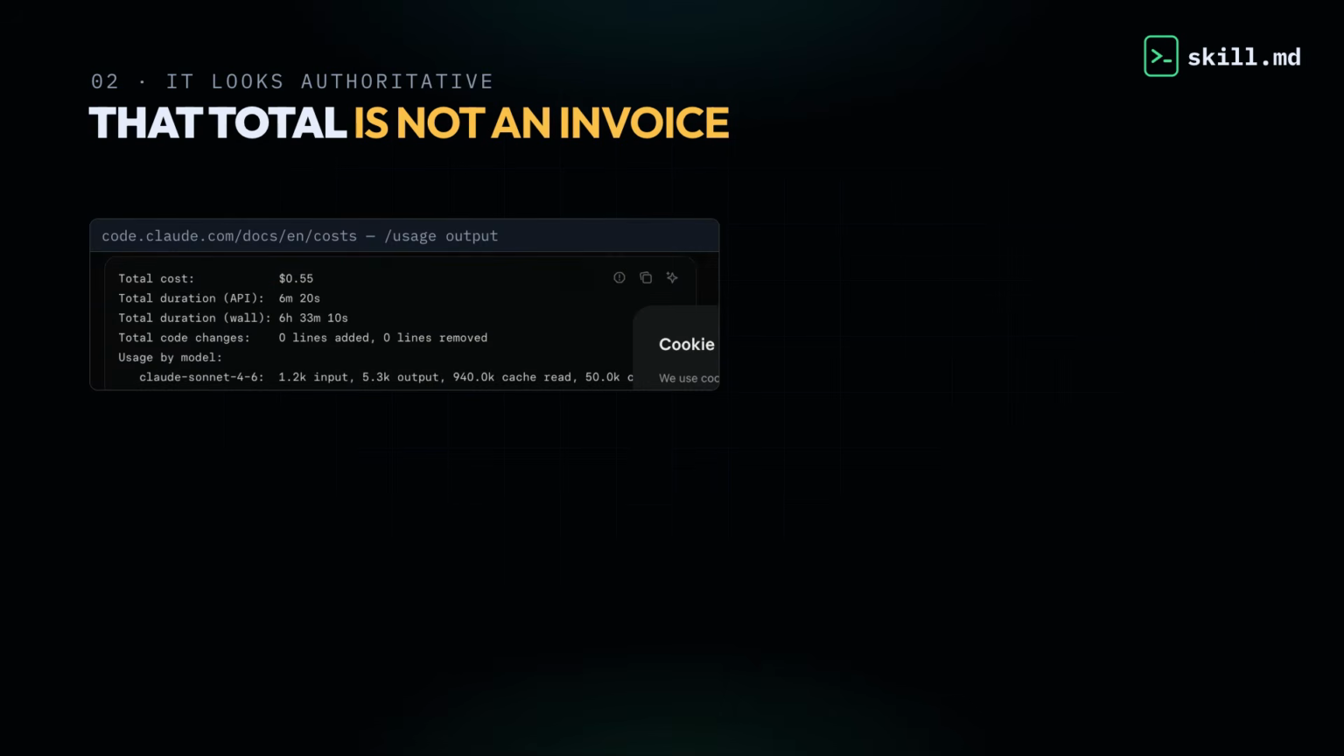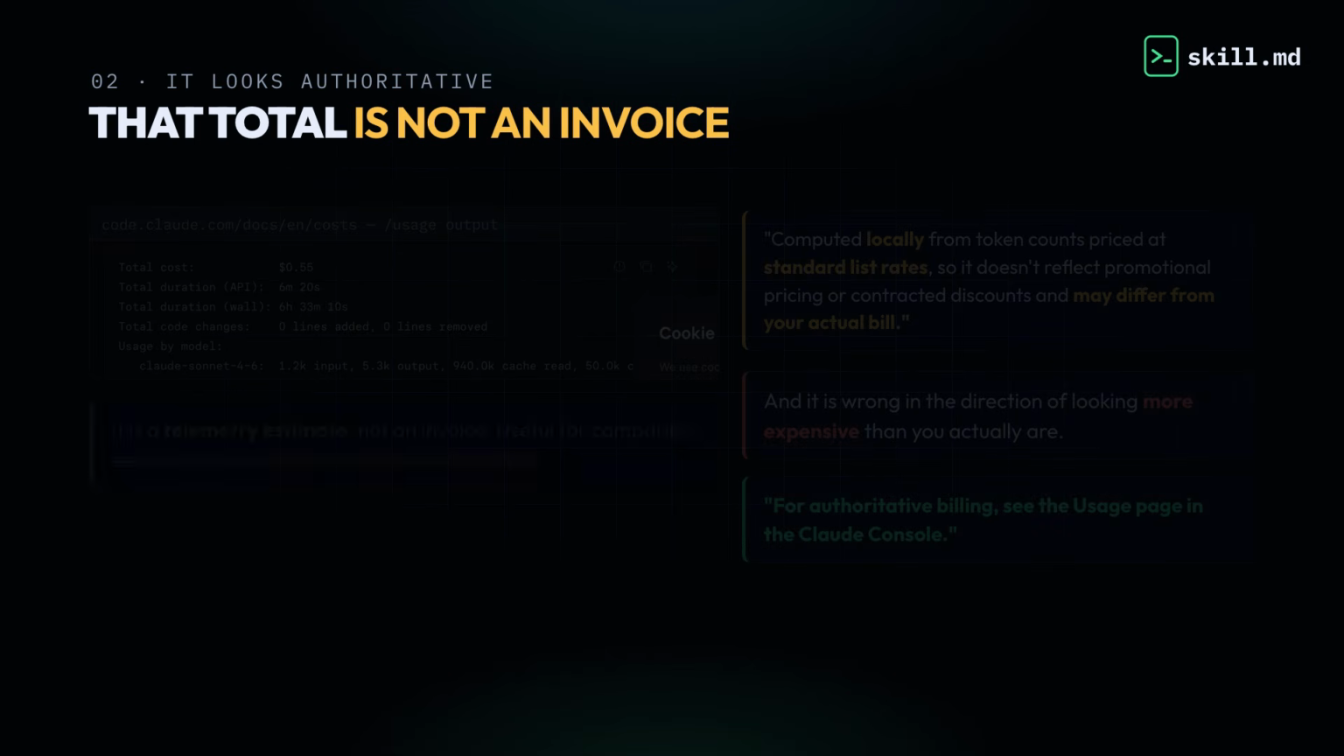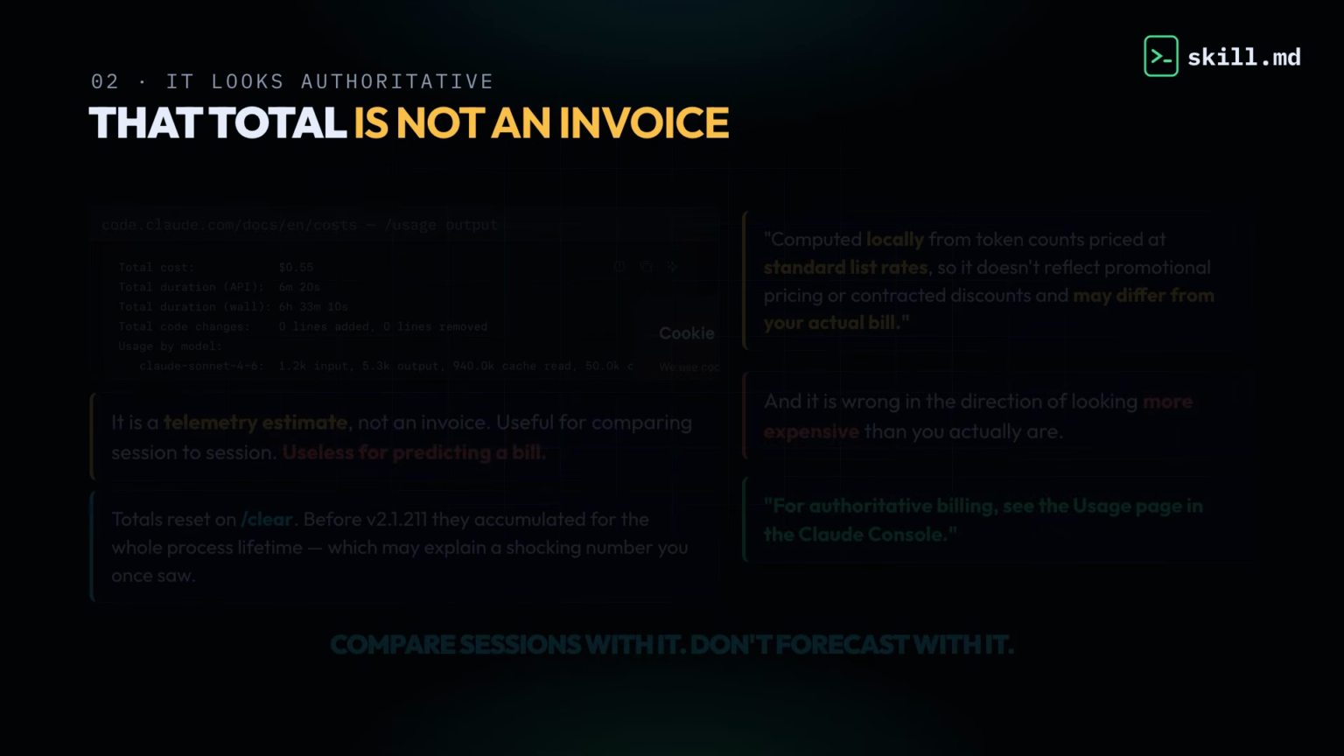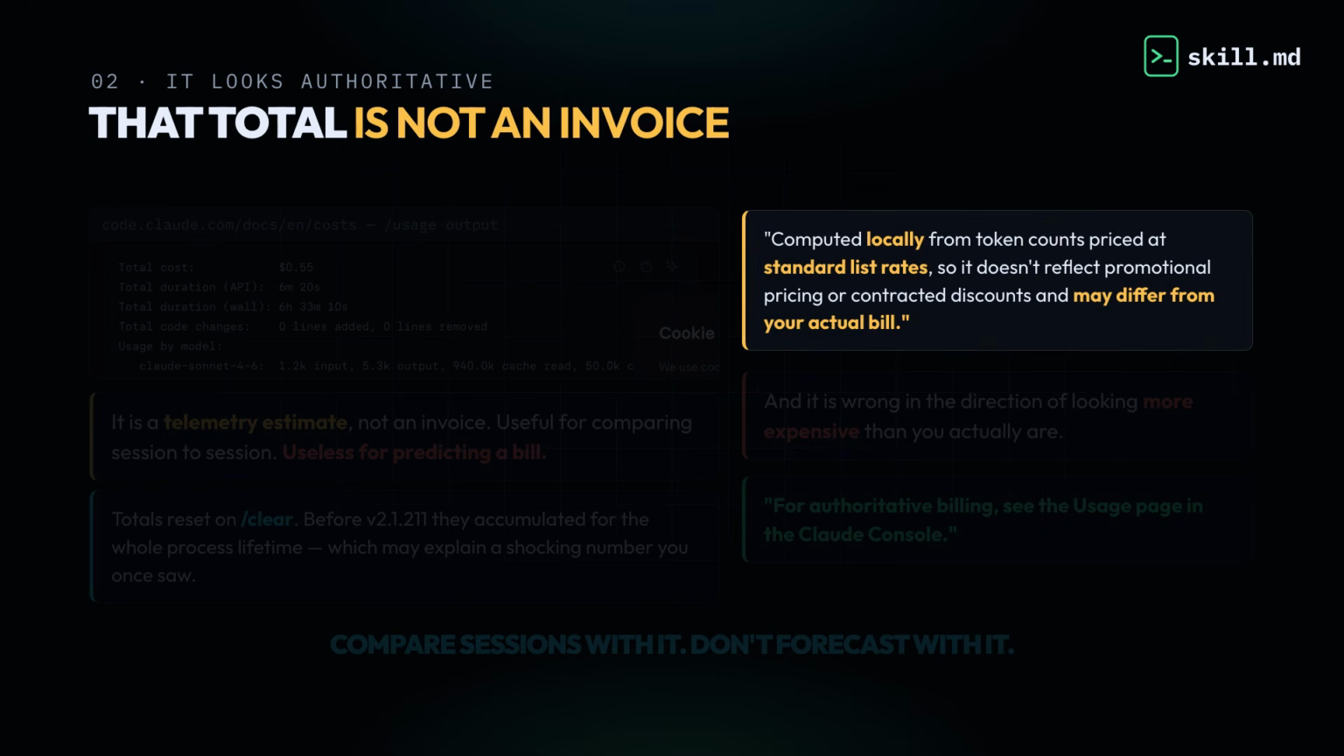Now the part I'd call genuinely surprising, because most people read that total as gospel. Run /usage and you get a session block, total cost, duration, tokens by model. It looks authoritative. Here's the docs on what it actually is. Claude Code computes the dollar figure locally from token counts priced at standard list rates, so it doesn't reflect promotional pricing or contracted discounts and may differ from your actual bill. Read that again. It's computed locally, at list rates.